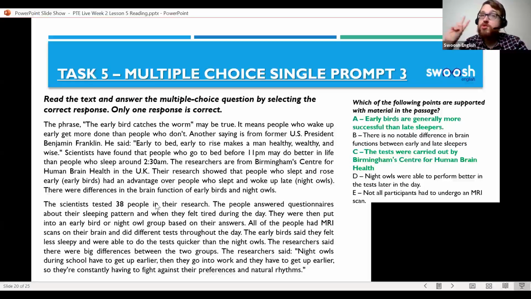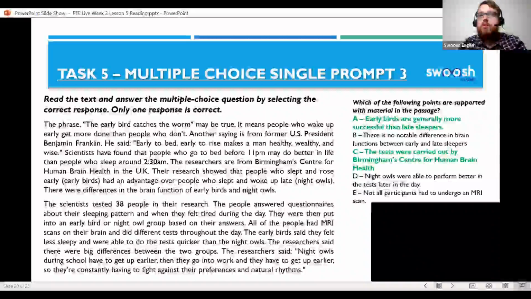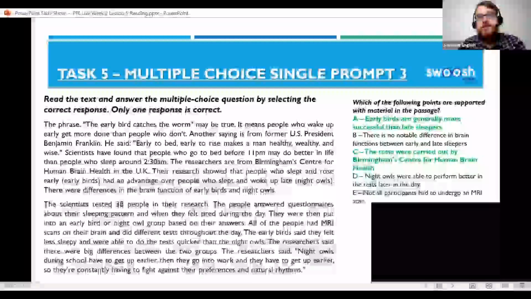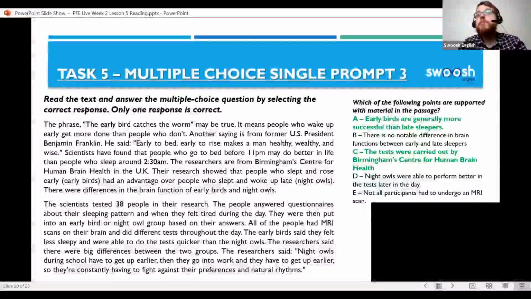All right, there are two correct answers to this section, which is referring to people who get up early being able to function better in society, being better at tests, being more successful than other people, etc. The benefits of waking up early versus sleeping in late. So there are two correct answers out of five potential answers. They are A and C. A, early birds are generally more successful than late sleepers. And C, the tests were carried out by Birmingham Center for Human Brain Health.